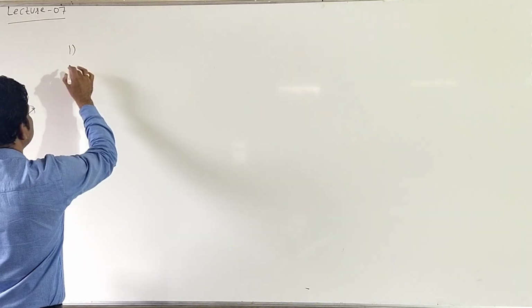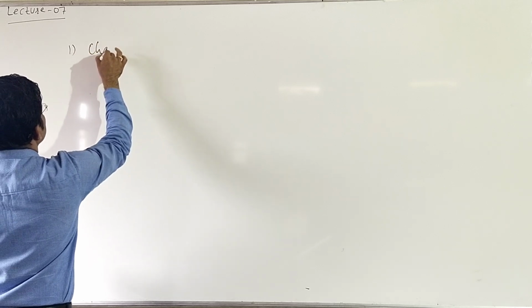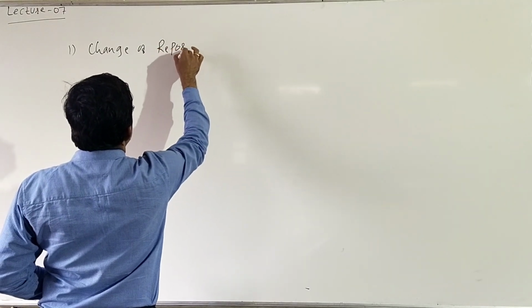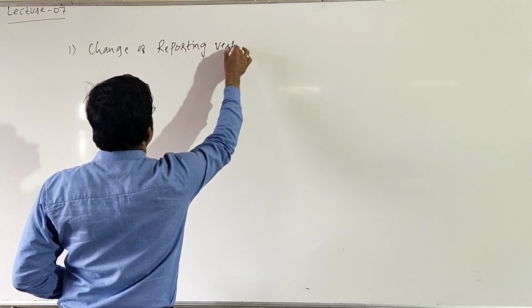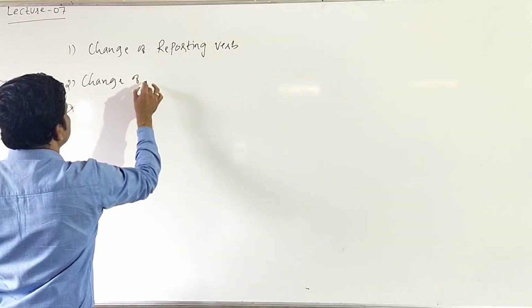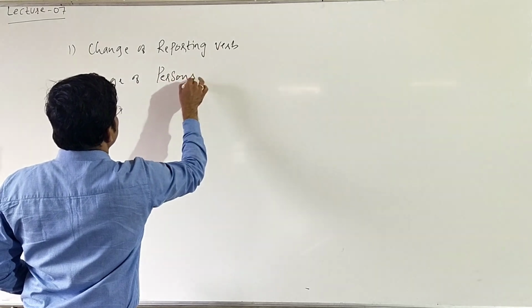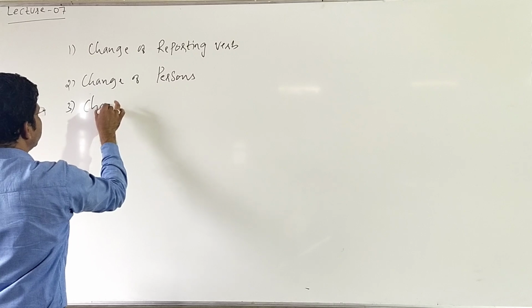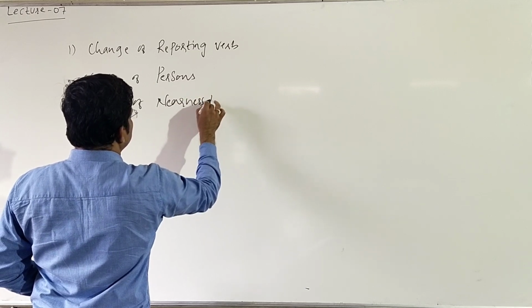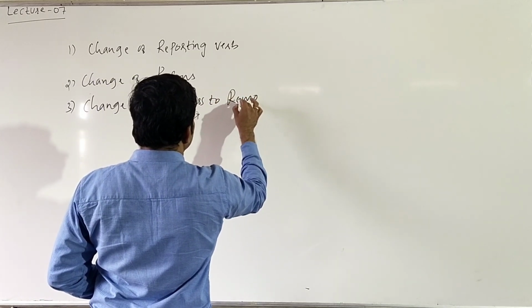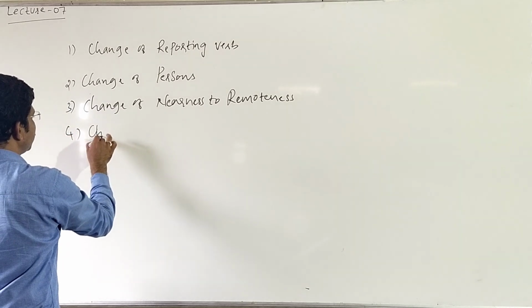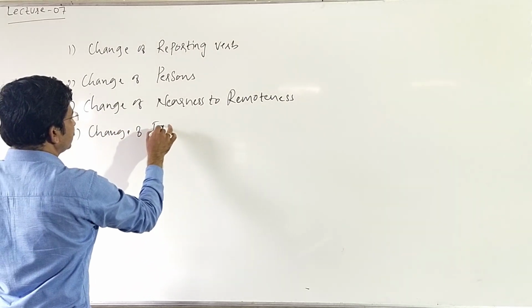So first one, there we discussed the change of reporting verb, and next change of persons, third change of nearness to remoteness, next fourth one, change of tenses.